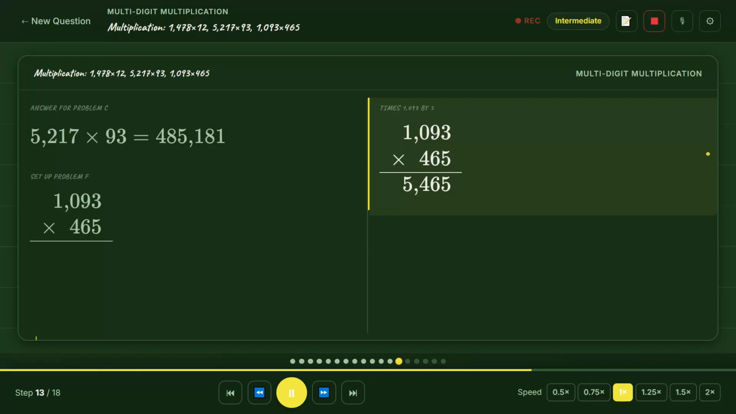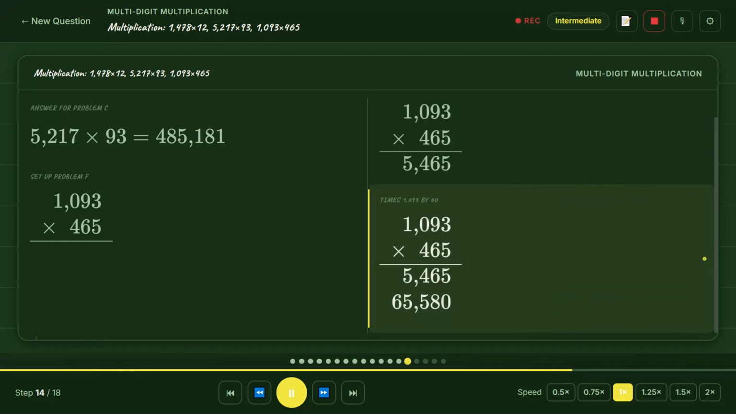3 times 5 is 15, write 5, carry 1. 9 times 5 is 45, plus 1 is 46, write 6, carry 4. 0 times 5 is 0, plus 4 is 4. 1 times 5 is 5. We get 5,465.